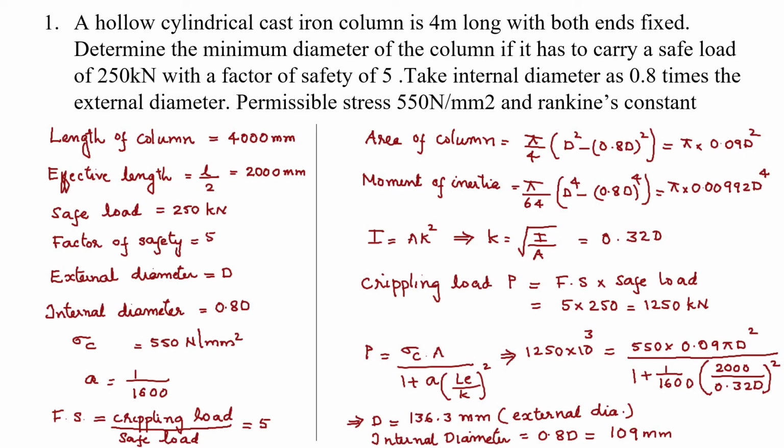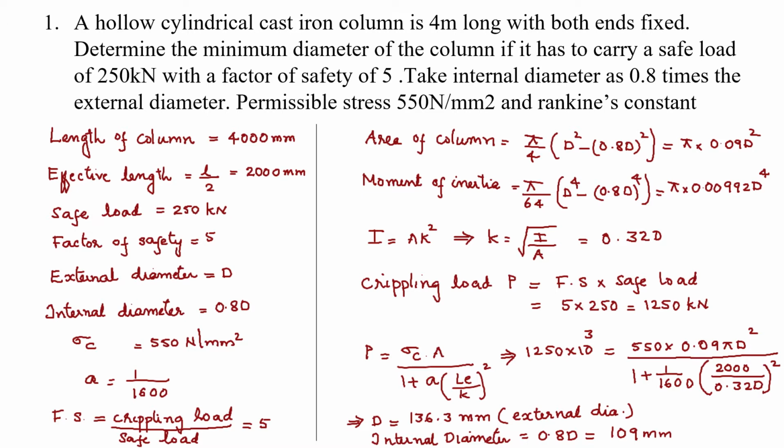Here we can see numerical problems. First one: a hollow cylindrical cast iron column is 4 meter long with both ends fixed. Determine the minimum diameter of the column if it has to carry a safe load of 250 kN with a factor of safety of 5. Internal diameter is 0.8 times the external diameter. Permissible stress is 550 Newton per mm square and the Rankine constant is 1 by 1600.